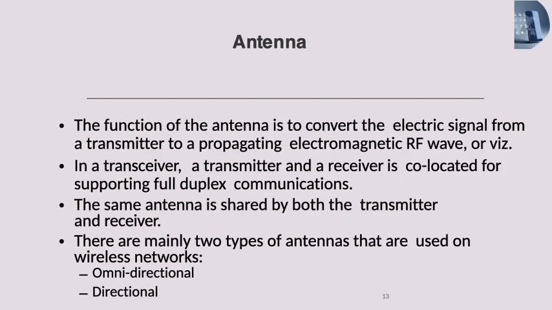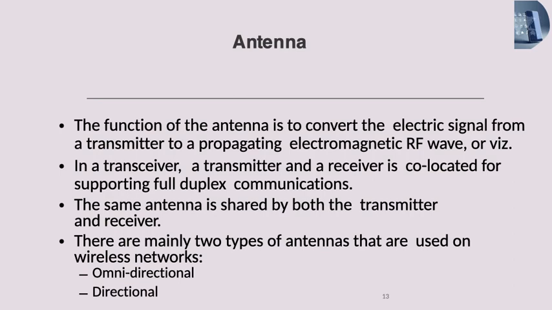The function of the antenna is to convert the electric signal from a transmitter to a propagating electromagnetic RF wave or radio frequency wave, or vice versa. In a transceiver, a transmitter and a receiver are co-located for supporting full duplex communication. The same antenna is shared by both the transmitter and receiver. For sending as well as receiving the signals, the same antenna is being shared between transmitter and receiver.